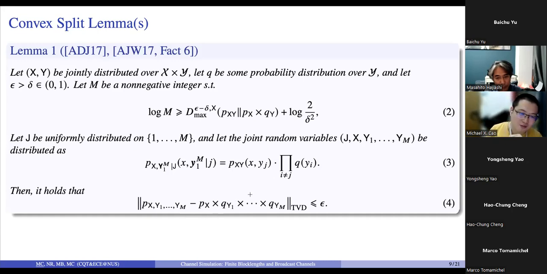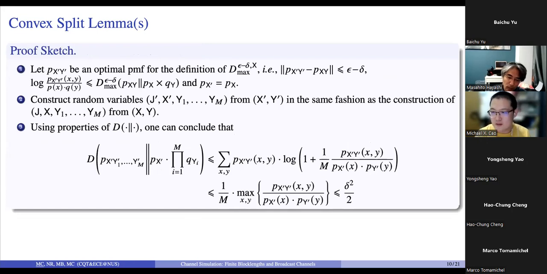So in the second one here, you don't have the information on the original Y. We can use this convex split lemma to cook up a protocol for channel simulation, and it goes like this. Say P_X'Y' is the optimal PMF for Dmax. In this case, Dmax means that P_X'Y' is close to P_XY, and P_X' is exactly the same as P_X, and their log likelihood ratio is smaller or equal to this number.